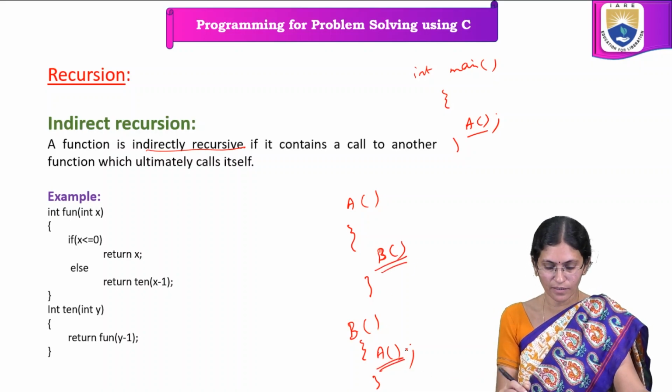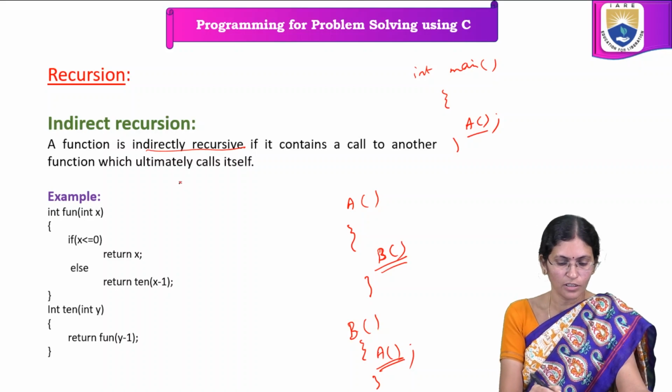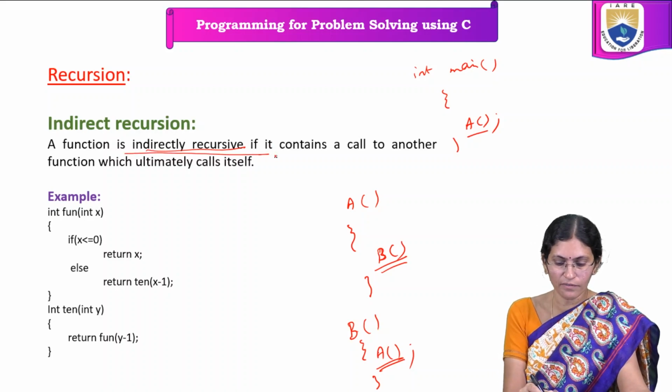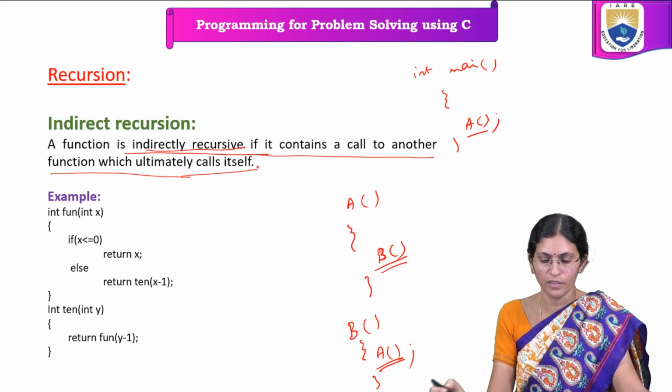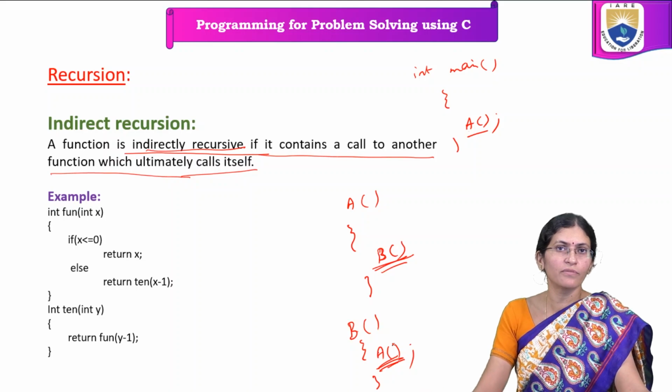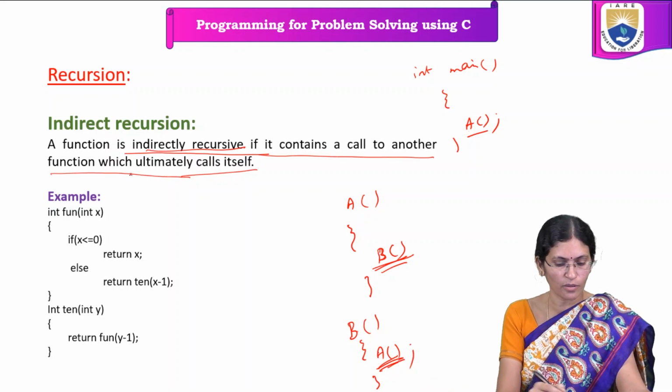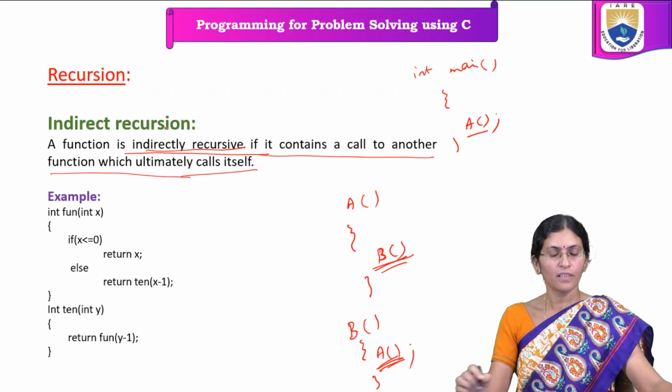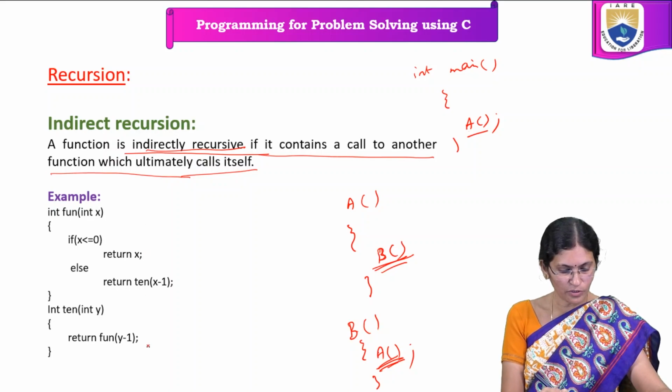So that means indirectly it is calling itself. A function is indirectly recursive if it contains a call to another function which ultimately calls itself. So A is calling B here, B is again calling A. This type of recursion is called indirect recursion.